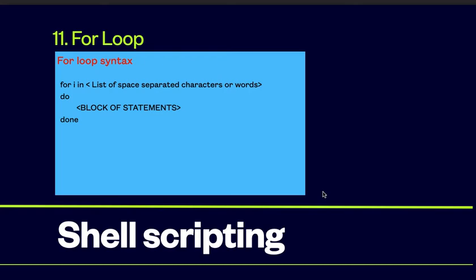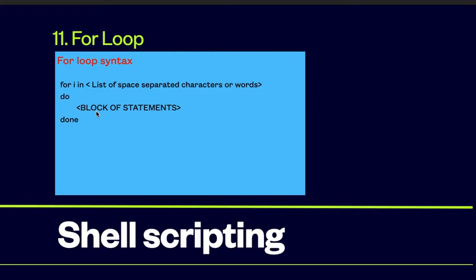So we start with the syntax. A for loop is generally used for iterating over some list of items. So it operates on the list of items and then it will run a set of commands which will be in this block of statements on each of those items.